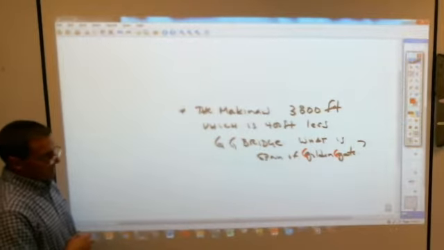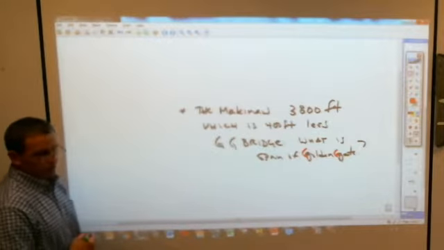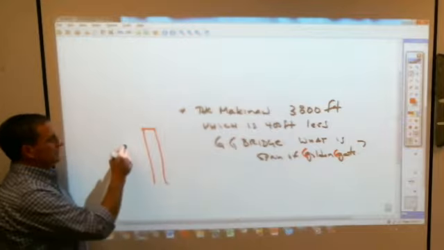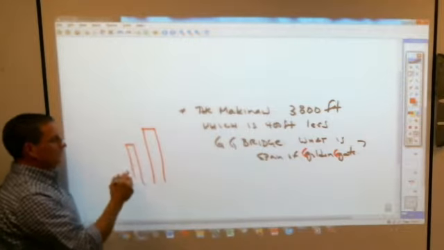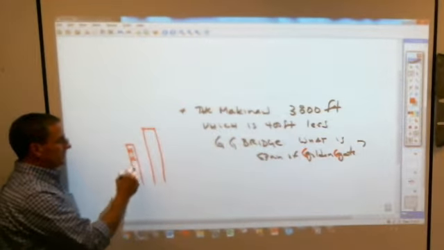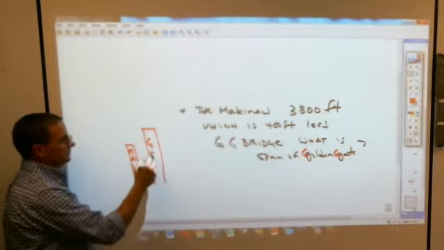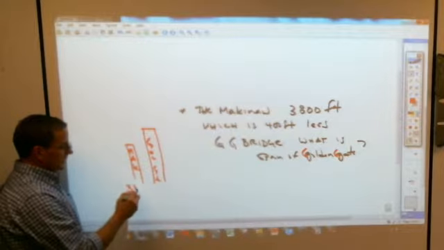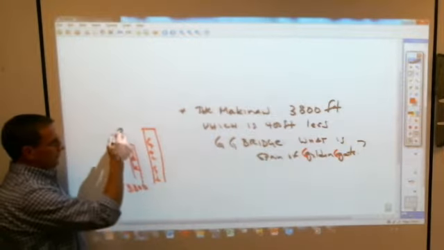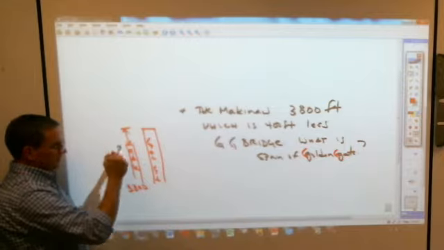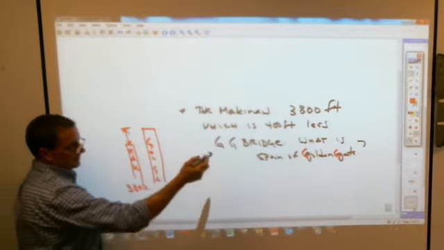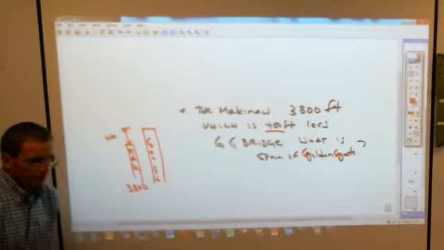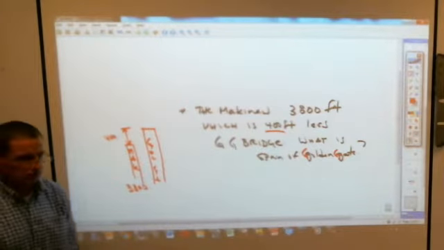Let's do it. Mackinac is 400 feet less than the Golden Gate Bridge, so which one's going to be the longer one? The Mackinac is less than the Golden Gate Bridge, so here's my Mackinac. Here's my Golden Gate. I know the Mackinac is 3,800, and what's the difference between these two? The Mackinac is how much less than the Golden Gate? 400.